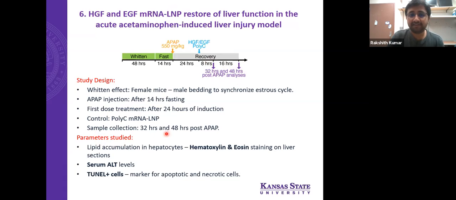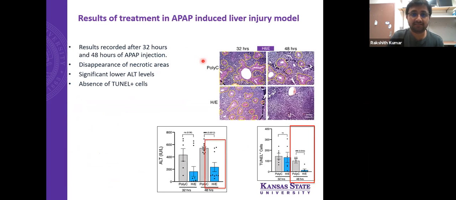And the parameters studied were the lipid accumulation in hepatocytes, studied with hematoxylin and eosin staining on liver sections, the serum ALT levels, and also the TUNEL positive cells. The TUNEL marker is for apoptotic and necrotic cells. If the cells are dying, we can use the TUNEL marker to know whether the cells are dying or not. The results were like this.